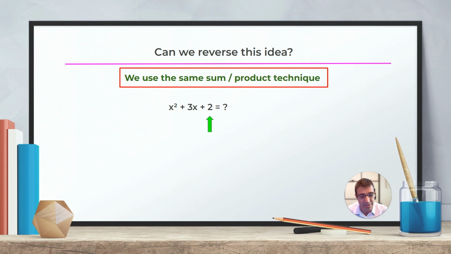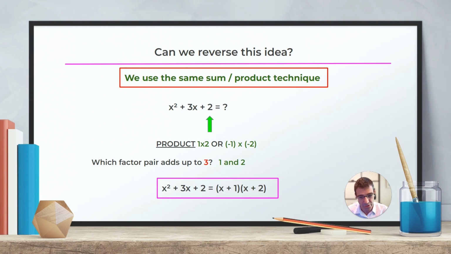But you see the 3x in the middle is positive. So we're only going to concern ourselves here with 2 and 1. And so the product is either 1 times 2 or negative 1 times negative 2. But 1 times 2 will be absolutely perfect. And so this factor pair adds up to 3, because the other factor pair adds up to negative 3. If you do negative 1 plus negative 2, you get negative 3. And so you can factorize your quadratic immediately here and say, okay, 1 and 2 is good. And so this is actually equal to x plus 1 factor of x plus 2. And this is how you factorize a quadratic just by looking at it. The product and sum technique.